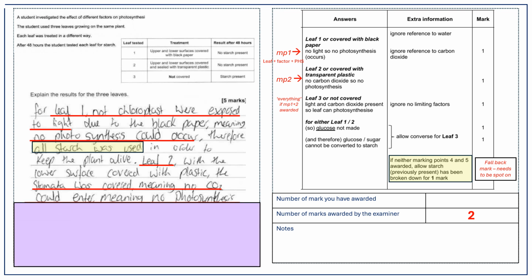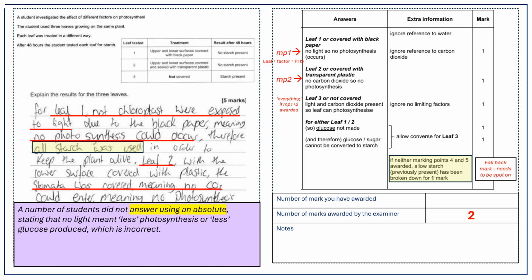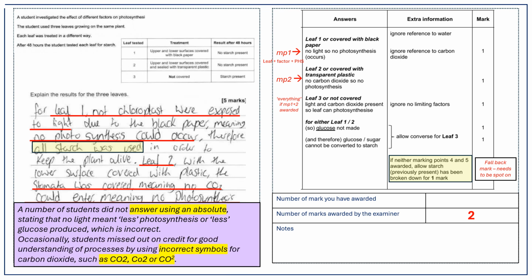A couple of additional things from the examiner report that are worth highlighting. Students must refer to photosynthesis in absolutes. So less photosynthesis or slower photosynthesis would not be creditworthy. And if a student refers to carbon dioxide in symbol form, it must be denoted correctly. You can see some examples there of incorrect symbols that would not be awarded the marking points. Take any notes that you need from this slide, and then we'll move on to look at a second example.